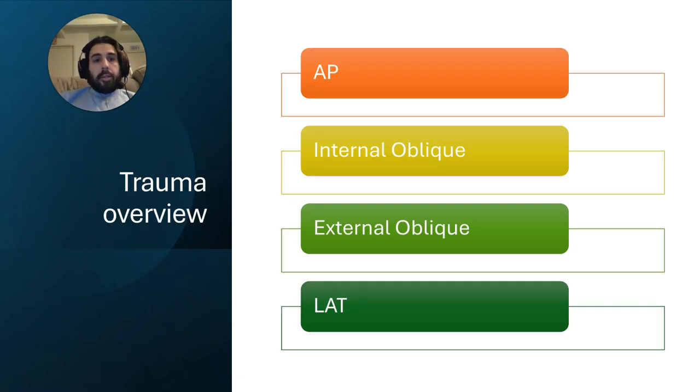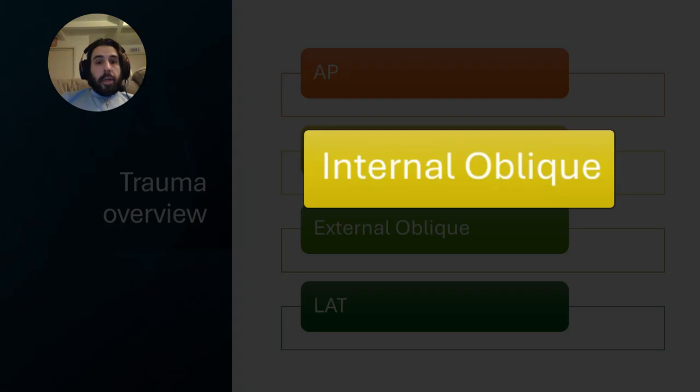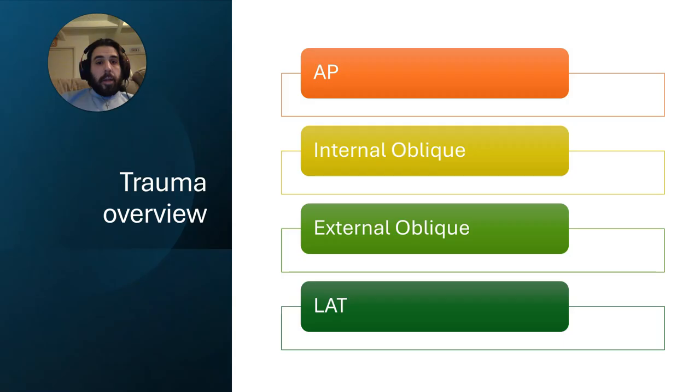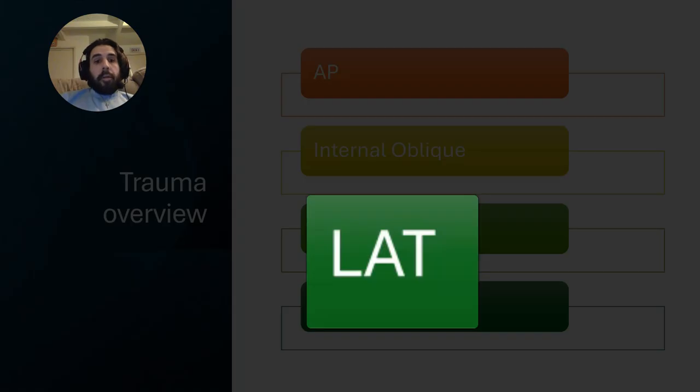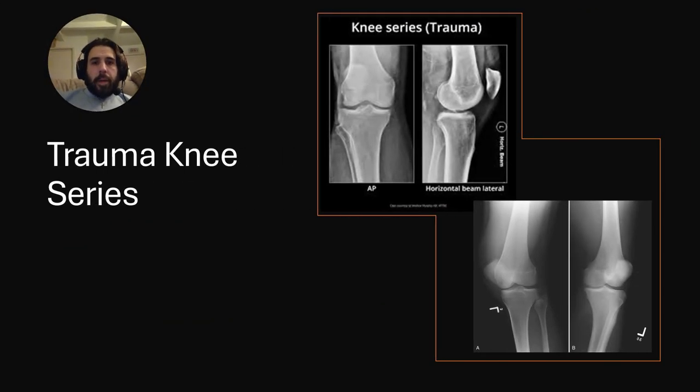And that leads us into trauma knees. So our trauma protocol is for anybody that cannot stand or has been in a trauma. In the ED, we're never doing a standard protocol of the standing Rosenberg series. We're doing the trauma series on the table with an AP, an internal oblique, an external oblique, and then a cross table lateral. So when it comes to our imaging for traumas, we'll start with the AP.